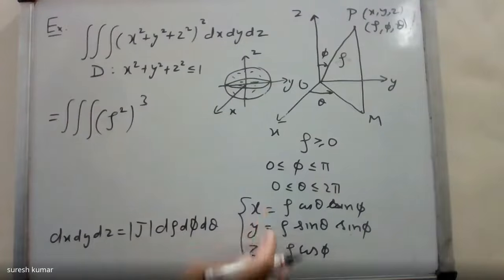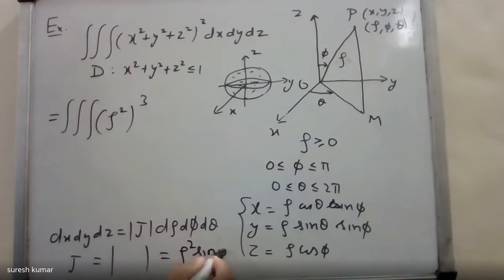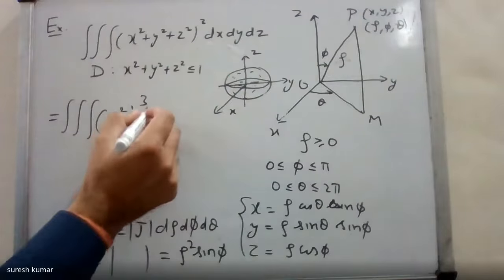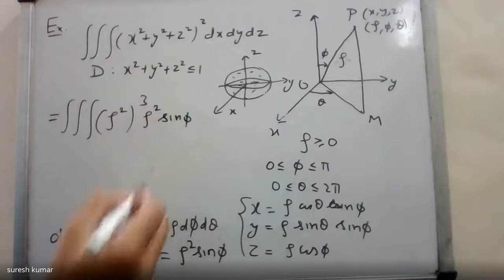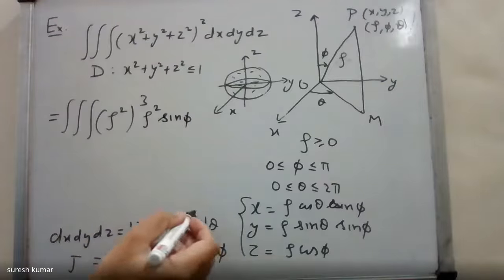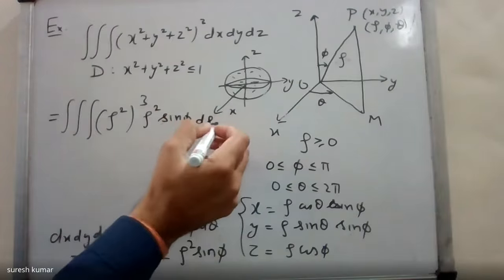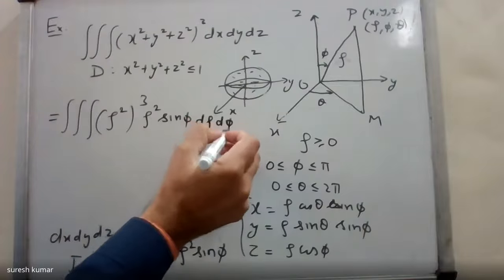Now what is the Jacobian for these transformations? You can solve it yourself using a 3 by 3 determinant. You will find it is rho square sin phi. Either solve it or it is better you remember it. The Jacobian for spherical coordinates is rho square sin phi. So dx dy dz goes to rho square sin phi. Then you can write the order, d rho d phi d theta in this case.